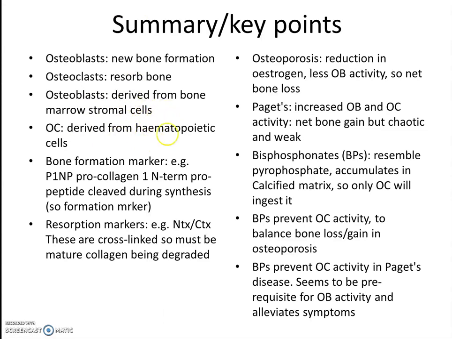So if you're dealing with a child who's got osteopetrosis, it could be due to osteoclasts that don't work properly. So those osteoclasts are not eating away at the bone, so you end up with big, thick bones called osteopetrosis. These patients could potentially be cured by having a bone marrow transplant.